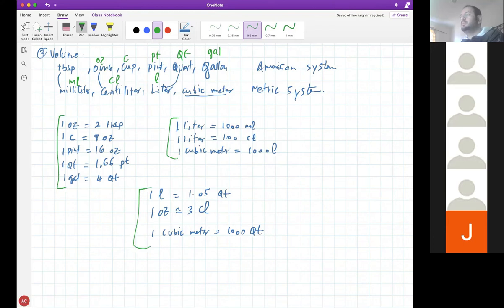People use milliliters and centiliters. We use ounces and tablespoons, but you can convert between them using these formulas. 1 cubic meter, that's a lot of volume. That's 1,000 quarts, not 1,000 gallons, which means that's about 250 gallons.